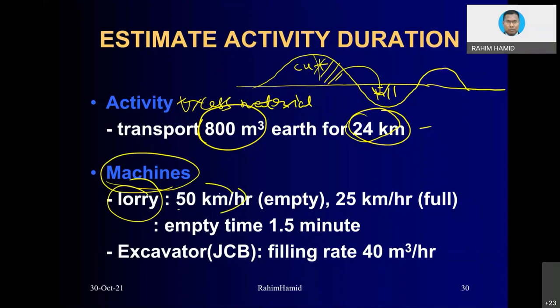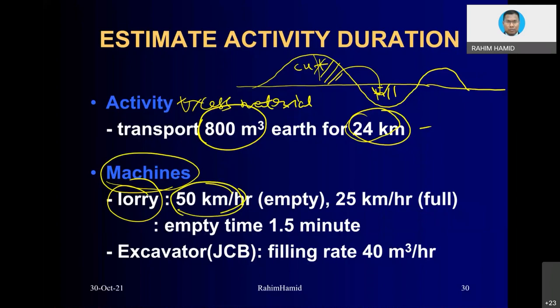Machines do have output capacity. In other words, the productivity rate of a machine is normally known as output. For humans, for instance, they will call it labor output. Okay, labor output.